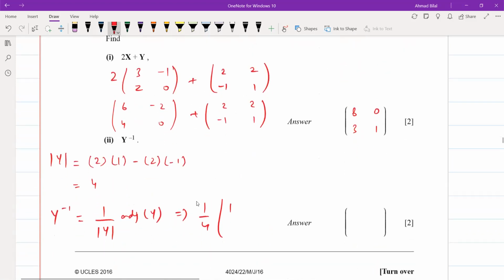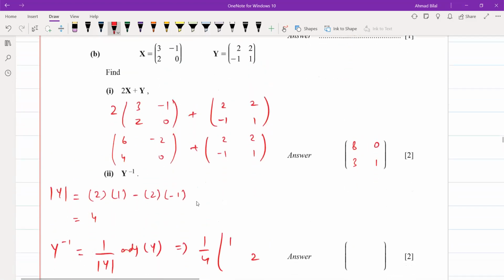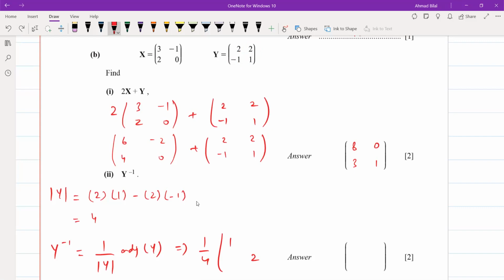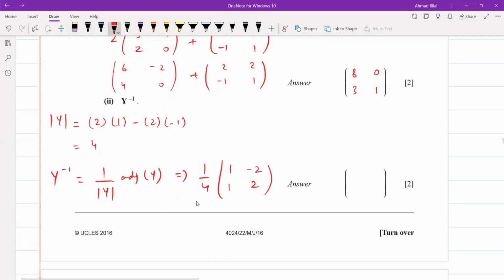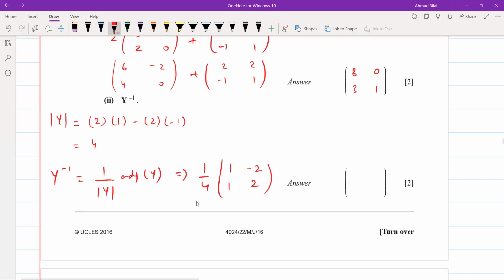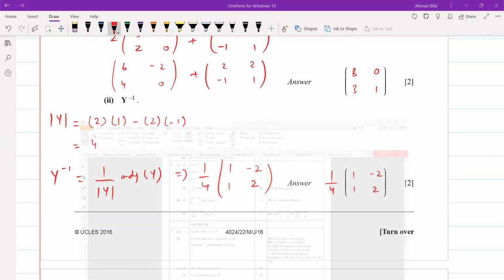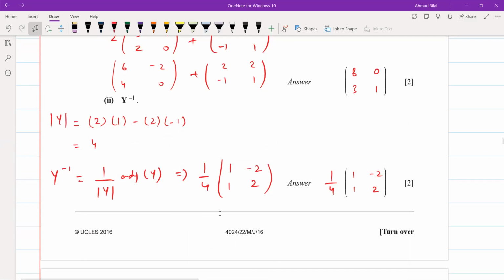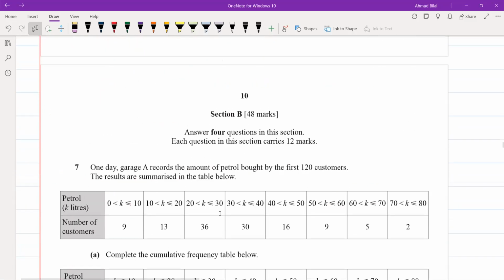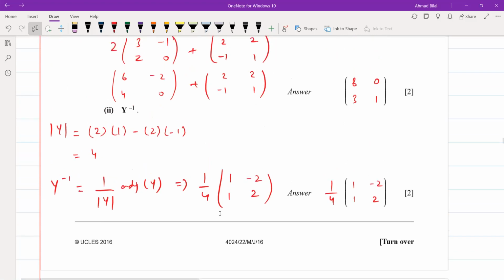ये वाले elements interchange करने हैं, so 1 here and 2 here, उनकी पोजीशन स्विच कर देनी है और बाकी दोनों के साइंस रिवर्स कर देने हैं. ये -2 हो जाएगा और ये 1 हो जाएगा. That's your inverse. अब उसको अंदर मल्टीप्लाई करके लिख सकते हो, ऐसे भी लिख सकते हो. You've got 1 over 4 then 1 1 minus 2 and 2, that is your inverse matrix. ठीक है.